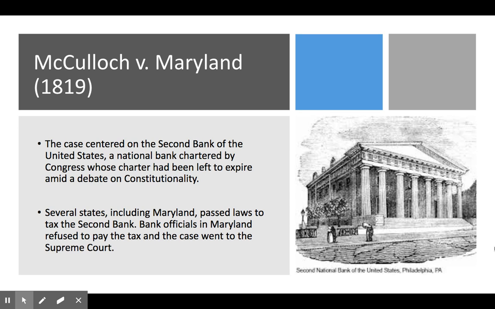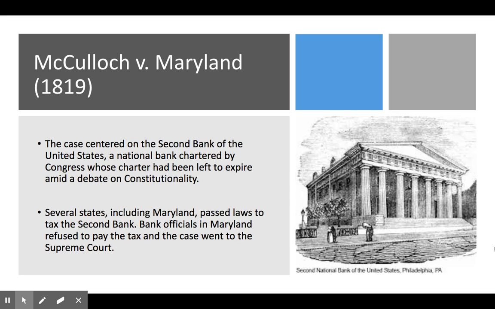So this case is going to center on the Second Bank of the United States, a national bank chartered by Congress whose charter had been left to expire amid a debate on constitutionality. So several states, including Maryland, are going to be questioning the legality of this national bank, and they are going to pass laws taxing the second bank.